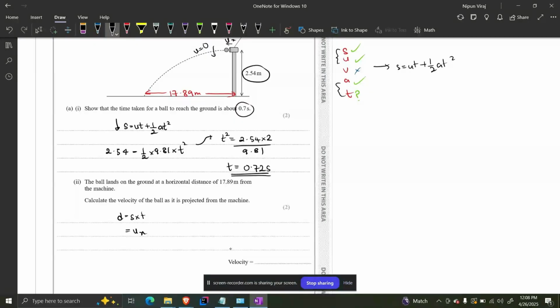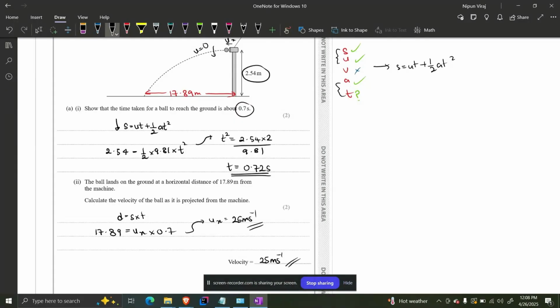So ux, what is the distance it moved? 17.89. And it has fallen within 0.72 seconds. Therefore, for it to travel from this point to this point, it should also have taken 0.72 seconds. So if we divide 17.89 by 0.72, we get ux equal to 25.